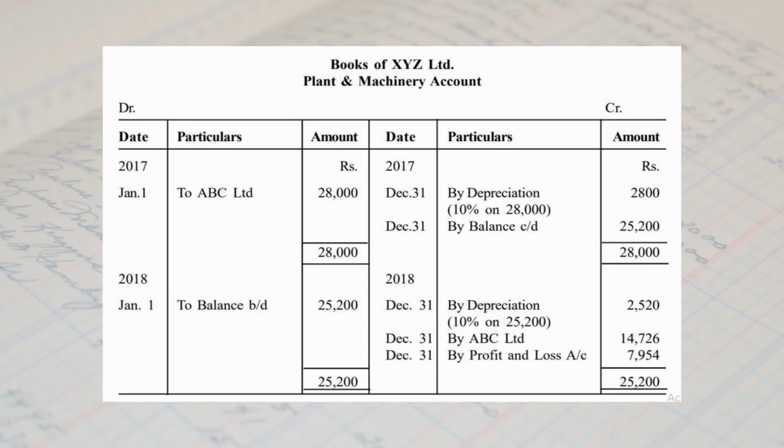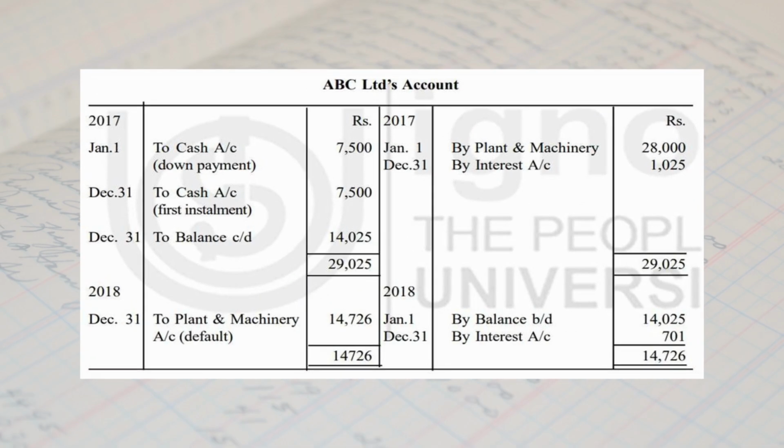First, in the books of XYZ Limited, that means in the books of the hire purchaser. The hire purchaser will make two accounts, the asset account and the vendor account. This is the asset account and the second one is ABC Limited, the hire vendor. First we will discuss this hire vendor account and then we will discuss the machinery account. That will make the process more simple to understand.